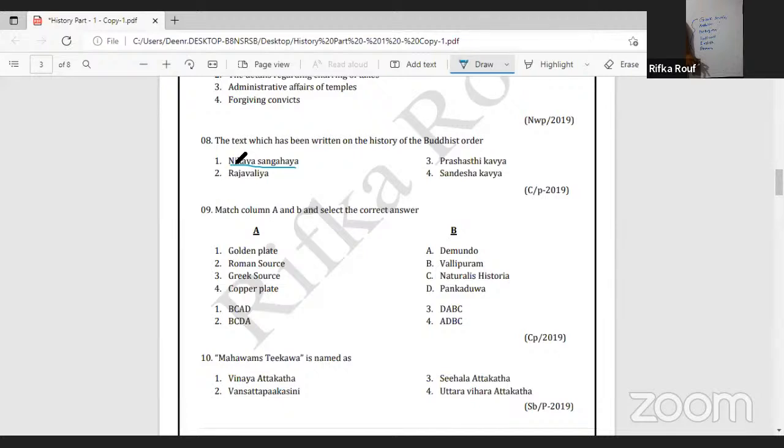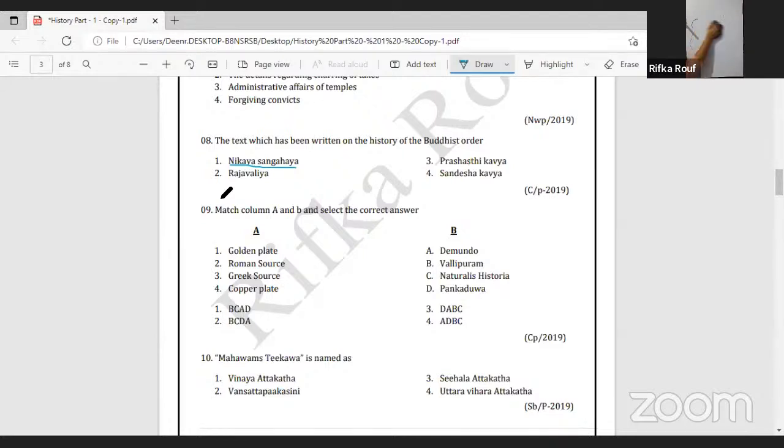Rajavaliya is a text which provides the political information of the country from the Gampola period to the Kotte period. So now the kingdoms shifted.